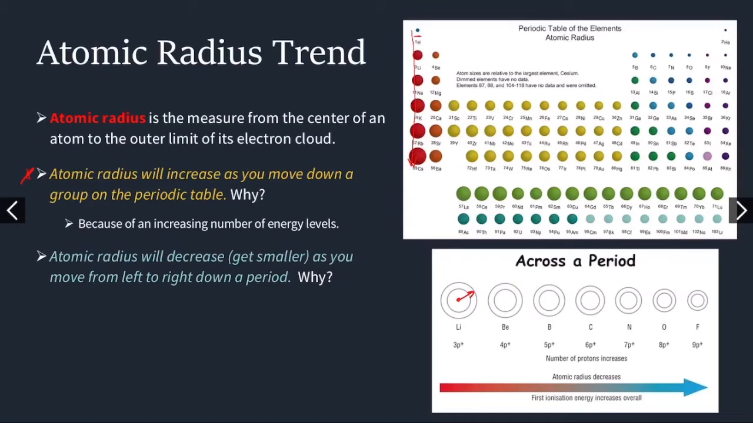Now, if we look at the trend moving across the periodic table, and this is somewhat true for the D elements, there are some anomalies within the D elements, so we're not going to focus too much on those. We're going to focus mainly on the main group elements, because in this class, that's what we're more concerned with. But if we look at the trend across a period on the periodic table, we notice that the atoms tend to get smaller.